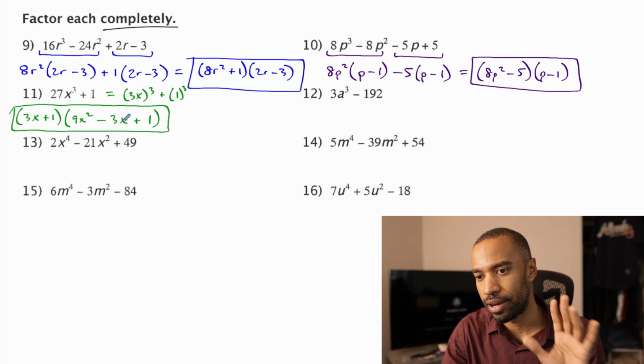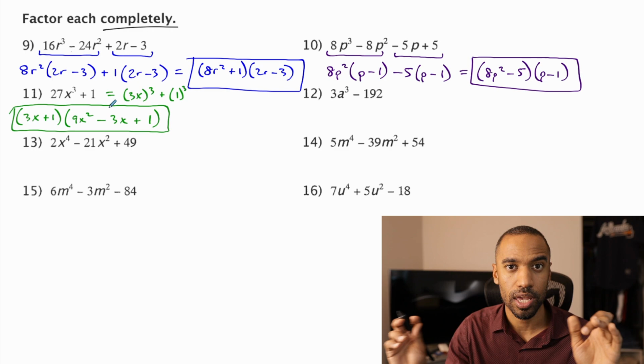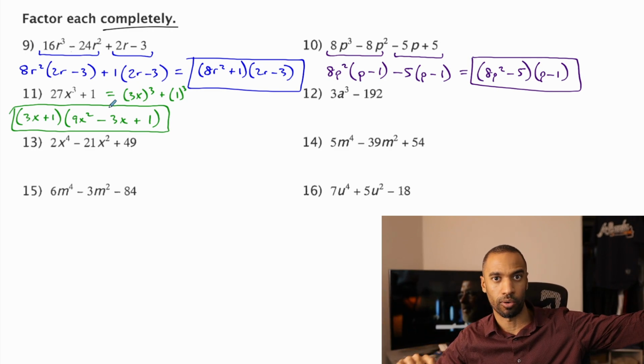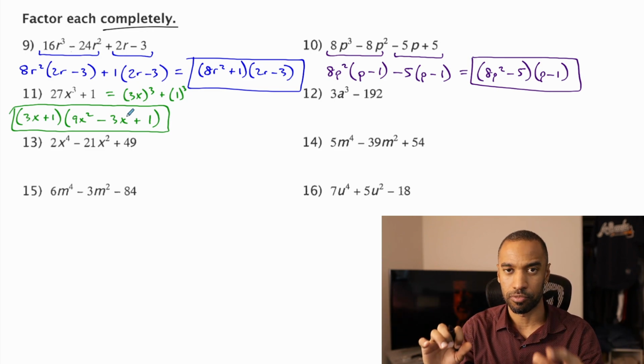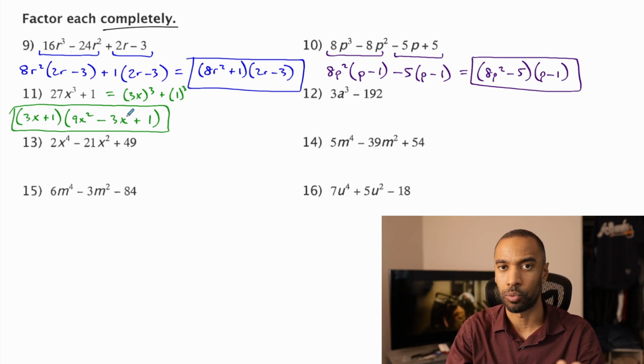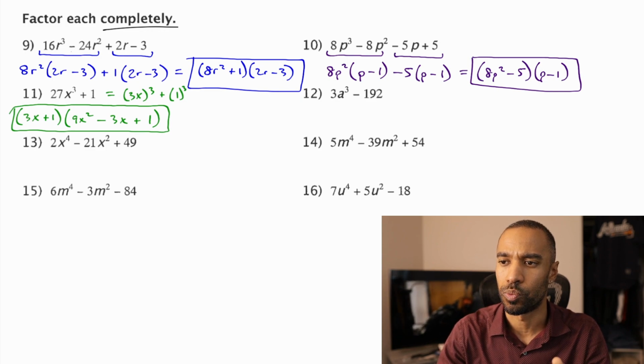This quadratic right here can never factor further. Outside of greatest common factors that we should have already pulled out, this quadratic cannot factor down more deeply in a sum of 2 cubes or difference of 2 cubes. Never can, never will. Just keep that in mind as we continue forward.